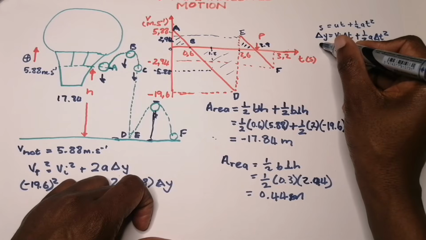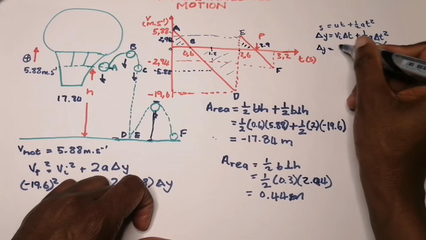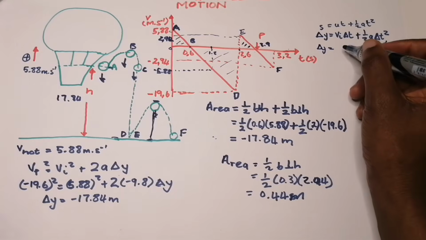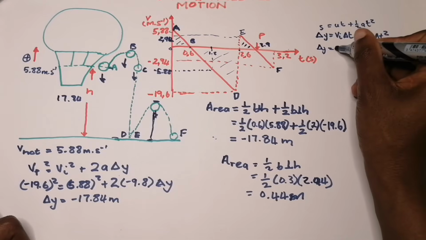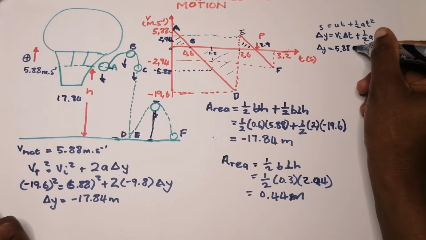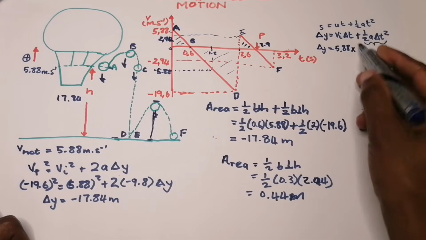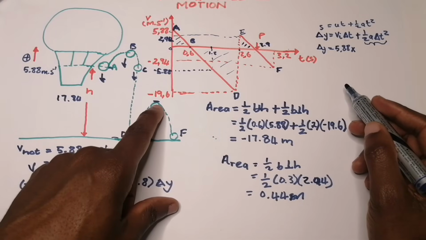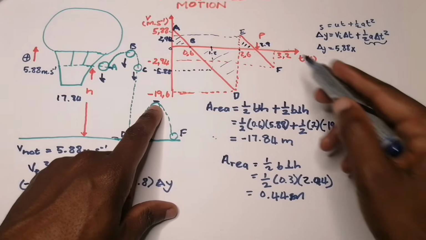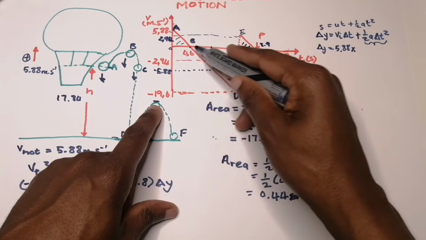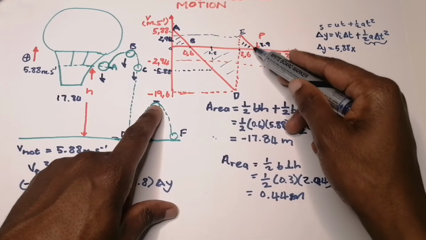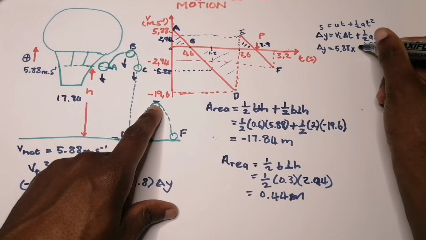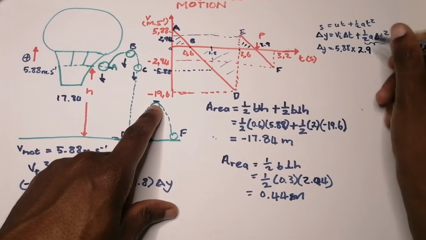So now delta y would be the initial velocity, or the velocity of the air balloon. It would be 5.88 upwards. But now let's resolve the time. How long did it take for the ball to reach this height here? You remember, since it was separated from the hot air balloon, it took 2.9 seconds. So the time that we use there is 2.9.